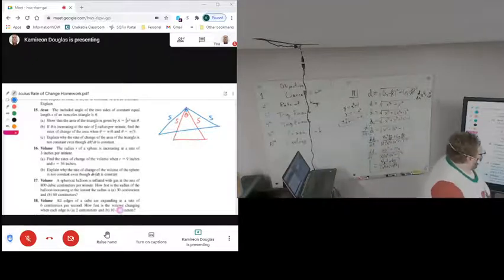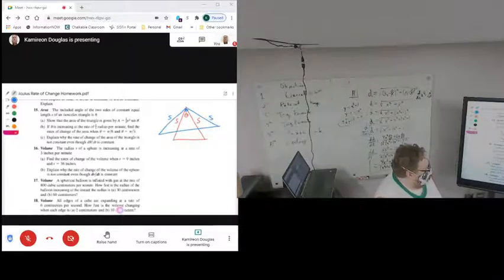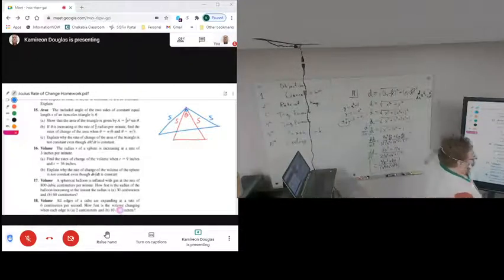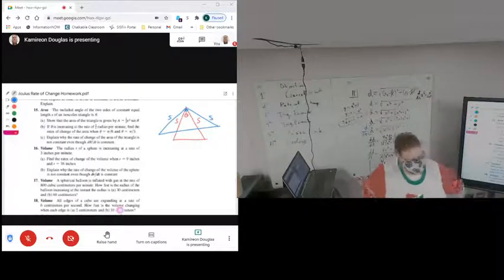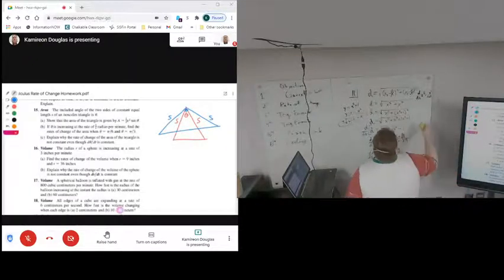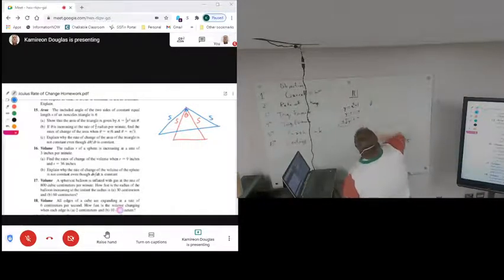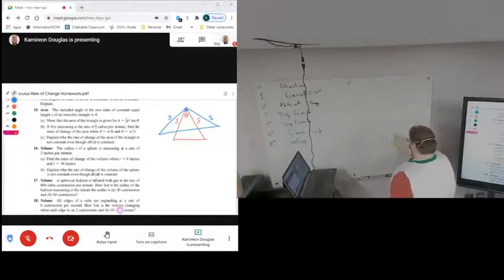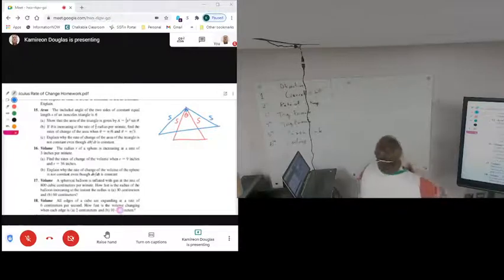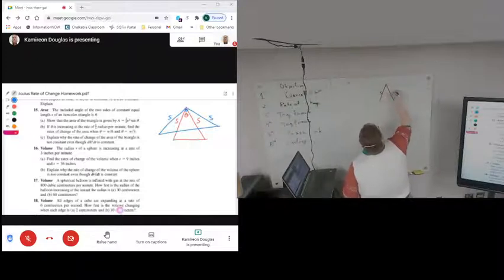So, show that the area of the triangle is given by A is equal to 1/2 s squared sine theta. All right, ready? With this picture in mind, I'm going to set the problem. Okay. Going back to my basic picture. S, theta, boom.